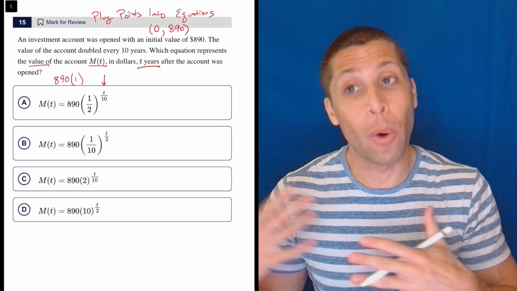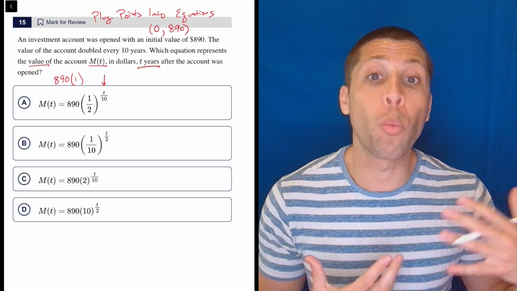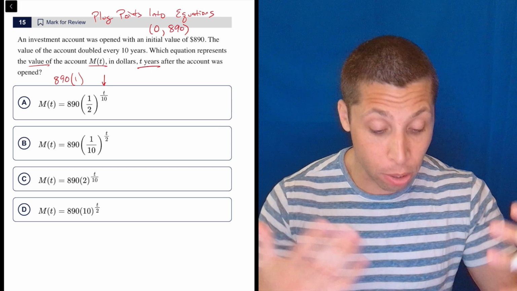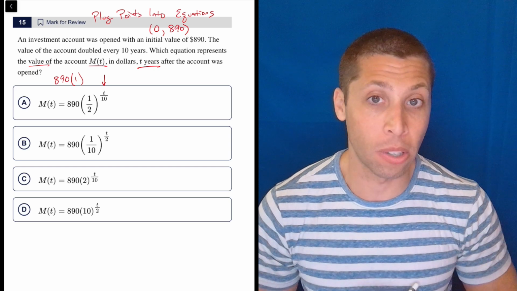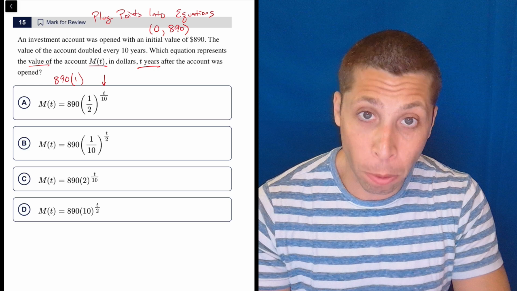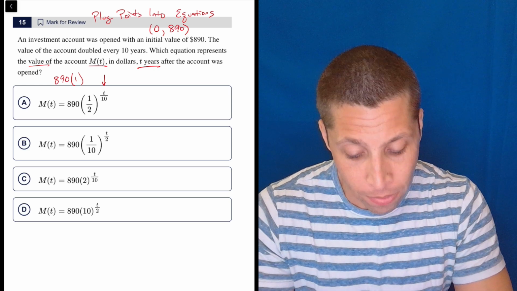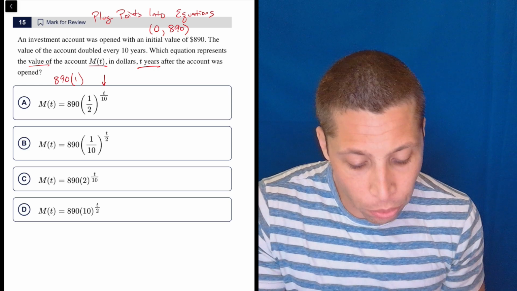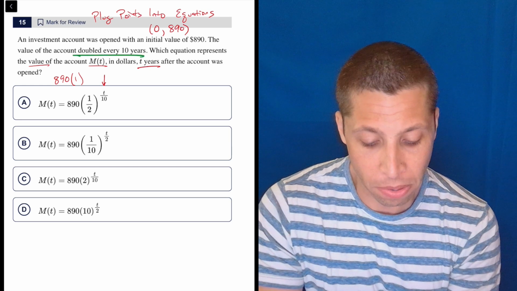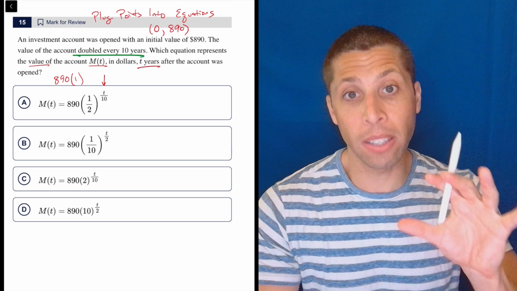And also, when you have a story, you should be comfortable recognizing when they're talking about a y-intercept where the x value, in this case the t value, is equal to 0. Very, very important for the SAT. So hopefully we can get another point. I don't see a lot of other numbers here, but let's see what they say. The value of the account doubled every 10 years. Which equation represents the value of the account, M of T, in dollars, T years after the account was opened? So they don't give us another point.